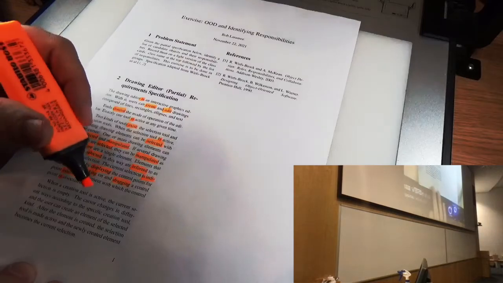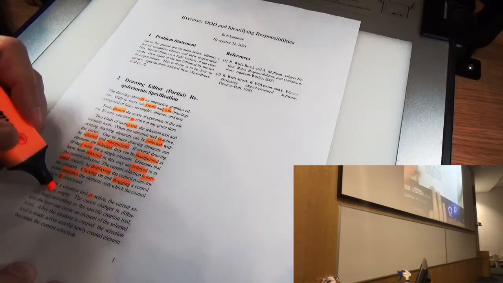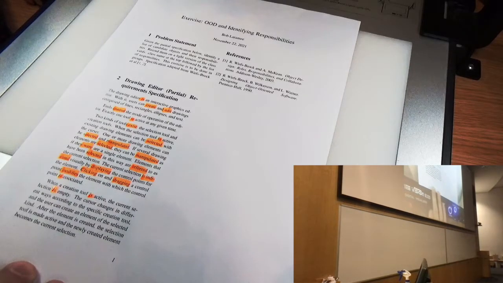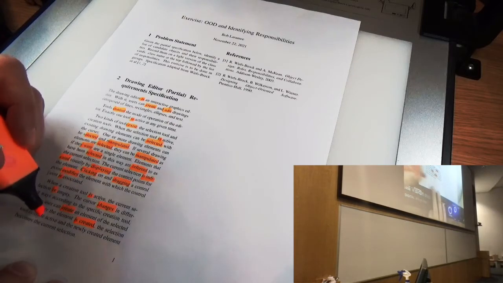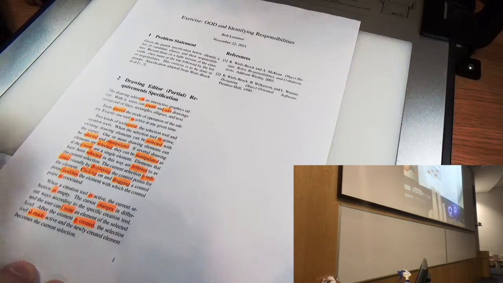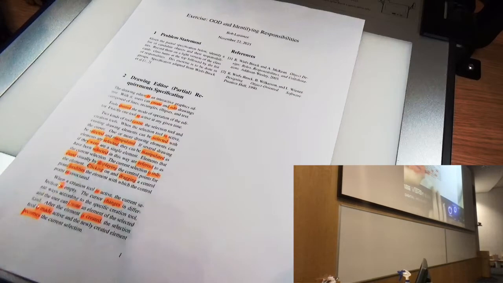When a creation tool is active, the current selection is empty. The cursor changes in different ways according to the specific creation tool, and the user can create an element of the selected kind. After the element is created, the selection tool is made active, and the newly created element becomes the current selection.